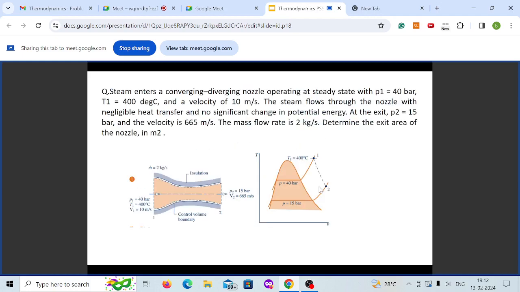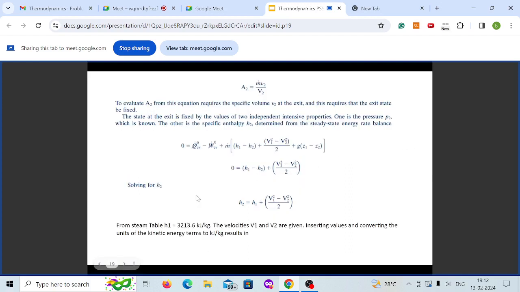Similarly in this case we have to find out the exit area of the nozzle. Mass flow rate is also given, 2 kg per second. Just like the previous case, we can find the area: rho A V expressed in terms of m dot v2 by your velocity, v2 being the specific volume. So you write a steady flow energy equation. The nozzle is insulated, so there is no heat transfer, so heat transfer is 0. There is no work transfer, so work transfer is 0.